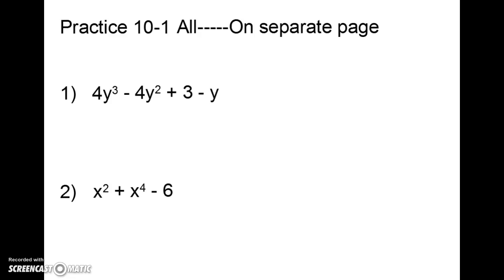Hello, this is going to be the first video for practice 10-1 where we have to complete all of them on a separate page. Alright, so the first section is asking us to rewrite the expression into standard form.